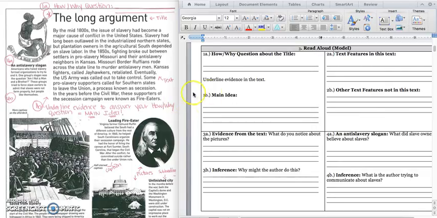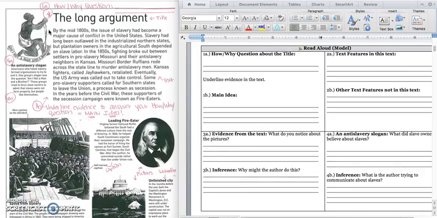Alright, in order to find the main idea of the article, we are going to underline evidence that answers our how or why question. So as we are reading this paragraph, we want to know, why did the states argue? Take your pencil and point to by the mid-1800s. Follow along and get ready to underline in your book.